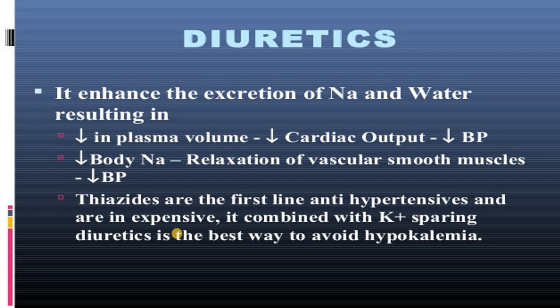It enhances the excretion of sodium and water, resulting in decrease in plasma volume, decrease in cardiac output, and decrease in BP. When the plasma volume is decreased, the cardiac output also decreases and the BP level decreases. Next, thiazides are the first line antihypertensives and they are inexpensive. Combined with potassium sparing diuretics is the best way to avoid hypokalemia.